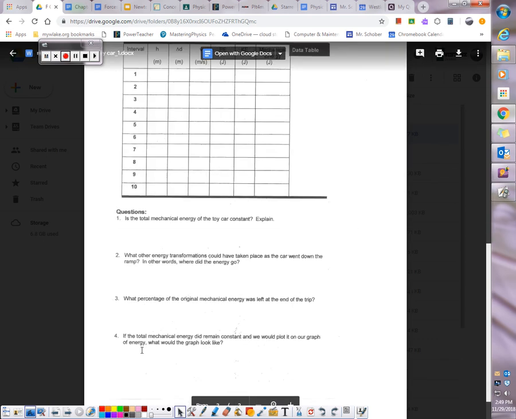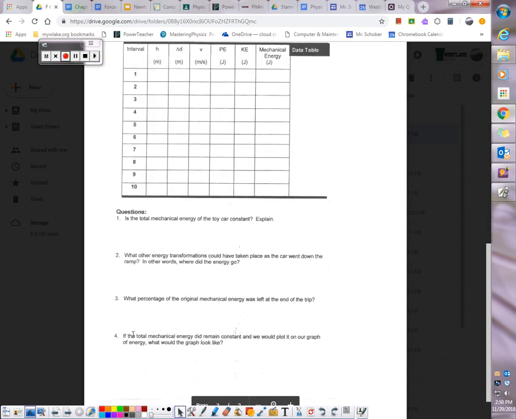Also, it refers to a graph that you're supposed to make. You don't necessarily need to make that graph, but this one just asks, if total mechanical energy did remain constant and we plot it on a graph of energy, what would the graph look like? That just means, if you have a simple graph of energy versus time, what would that graph look like? Would it be going up? Would it look like the track does, kind of swervy, or go flat across? What would it look like?